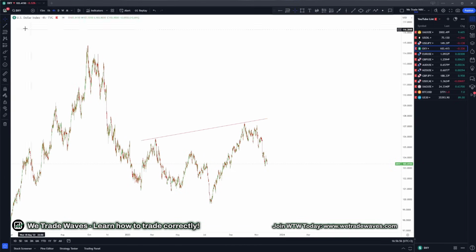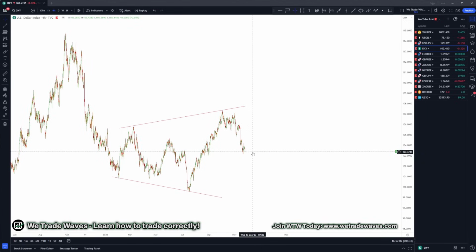This is the bigger picture for DXY, by the way. Okay, this is one possibility. I don't want you to just follow this one blindly, because the structure can easily change. So this is an expanding flat as well for DXY, an expanding flat formation, and it is one possibility. Why is that? Because the C wave of this expanding flat can extend.